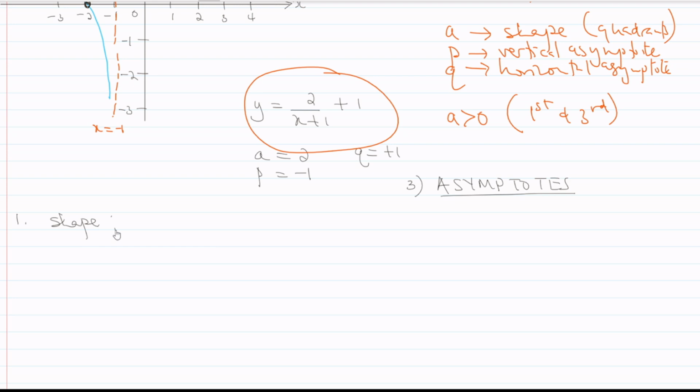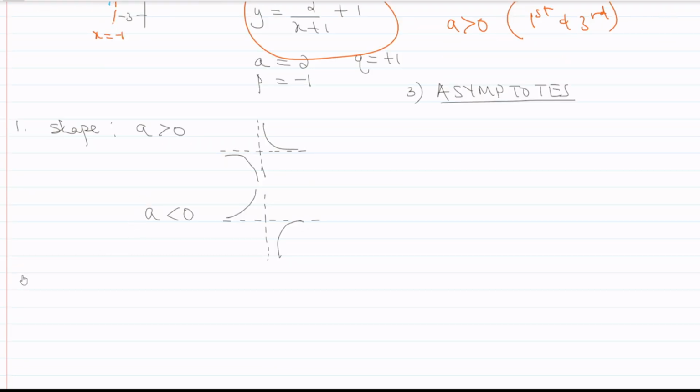Okay, this is the shape of the hyperbola. How do we determine the shape? When a is greater than 0, it means our graph is in the first and third quadrants. Number 2, when our a is less than 0, our graph is in the second and fourth quadrants. Secondly, we are now summarizing the hyperbola.